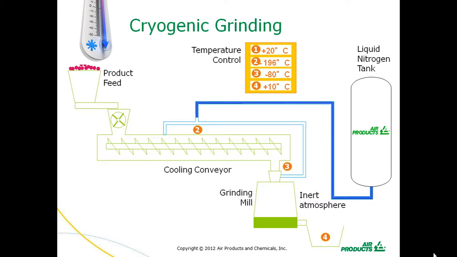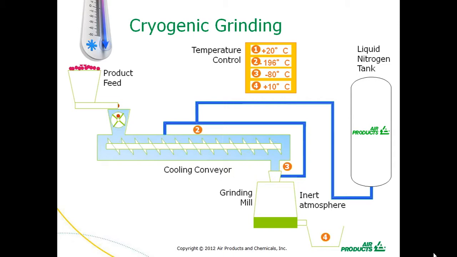Cryogenic grinding offers cooling of the material to be ground prior to it being fed into the mill. This method often uses a cooling conveyor where liquid nitrogen is injected to cool the material to its glass transition temperature. This is the temperature where the material has the same brittleness as glass and is therefore easy to break in the grinding process.